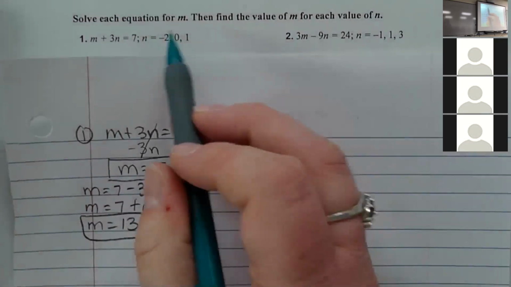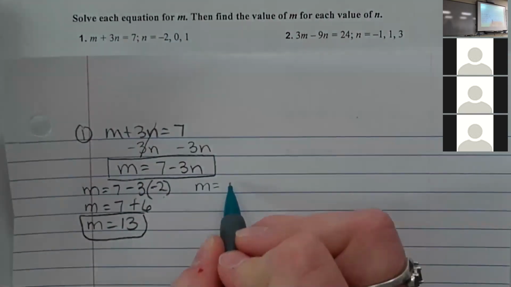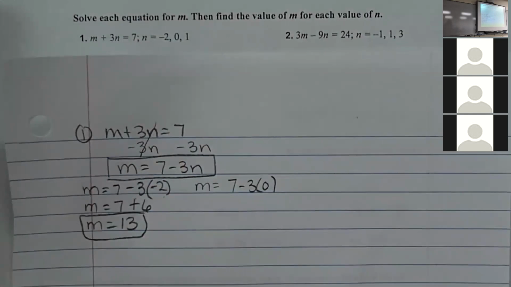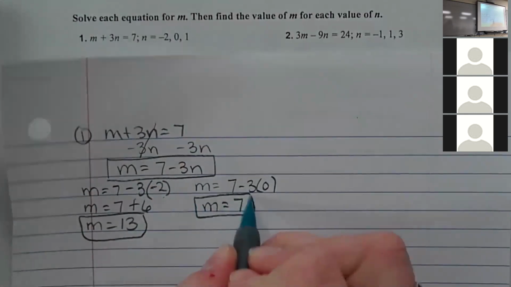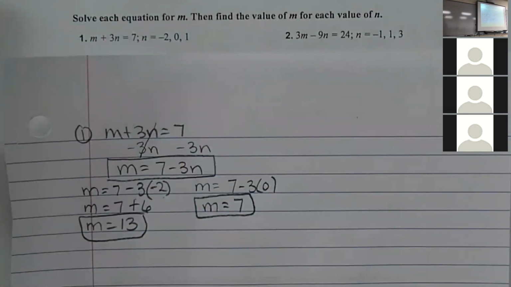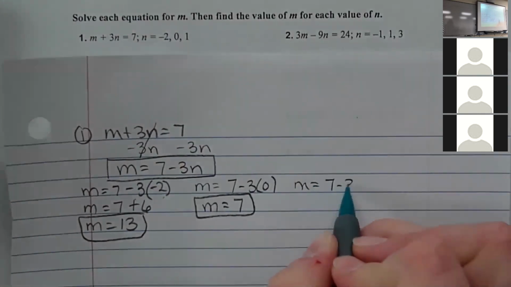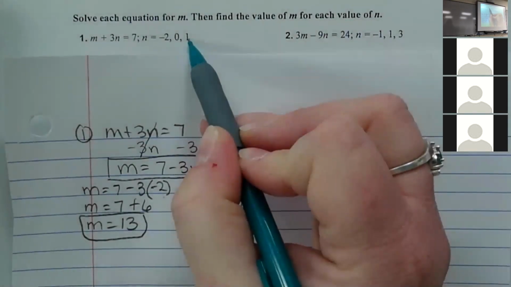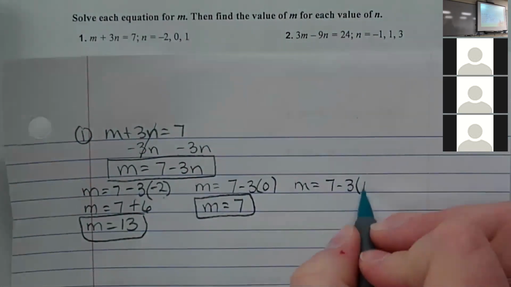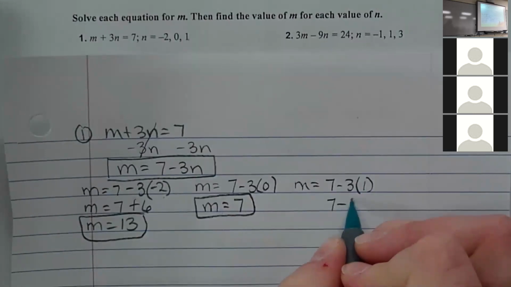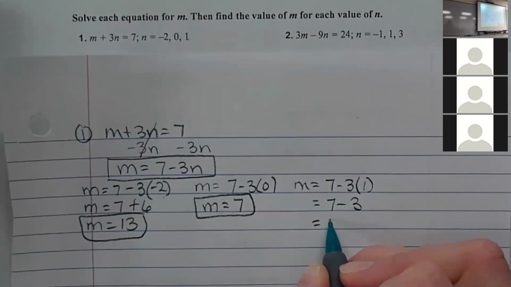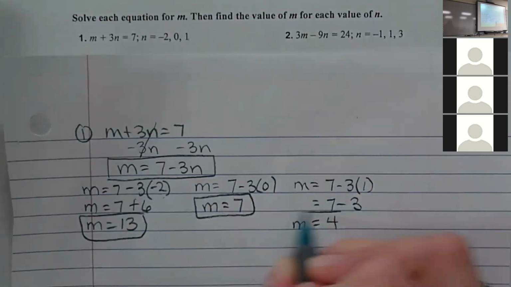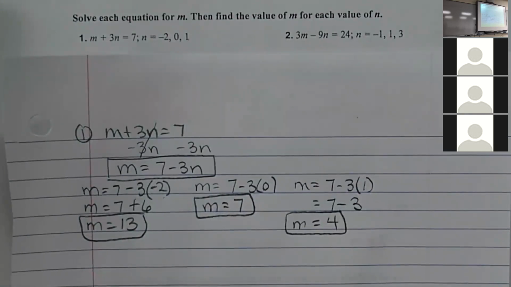Okay, so we put in -2, now we got to put in 0. I love putting in 0 because it goes away. -3 times 0 is just 0, so m is 7. So you need to write all this down. M equals 7 minus 3 parenthesis. What's the last number they want me to put in? 1. So I have 7 minus 3, which is 4. So technically, each problem has 4 answers.